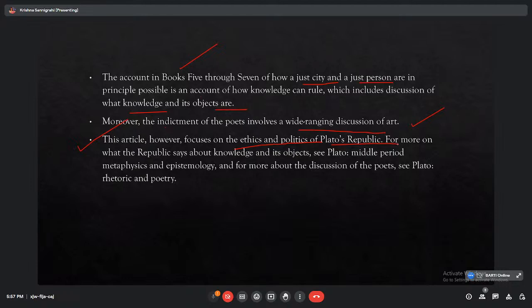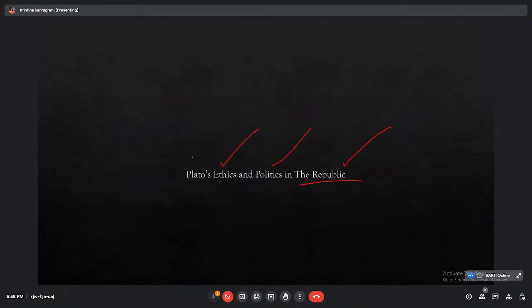For more, we can also see Plato's middle period metaphysics and epistemology. We can also refer to Plato's rhetoric and poetry. So this basically sums up Plato's ideas, his ethics and politics in his work The Republic.